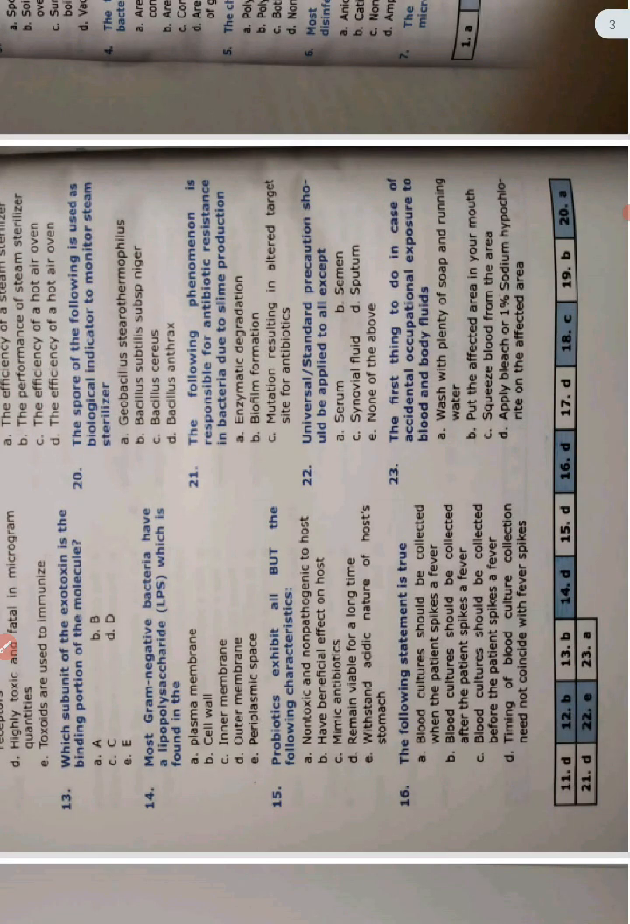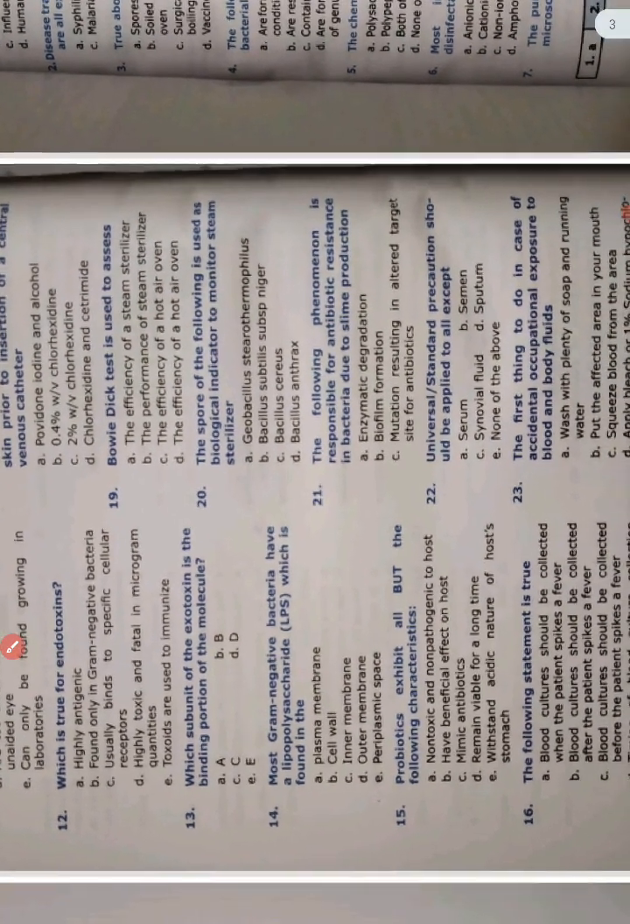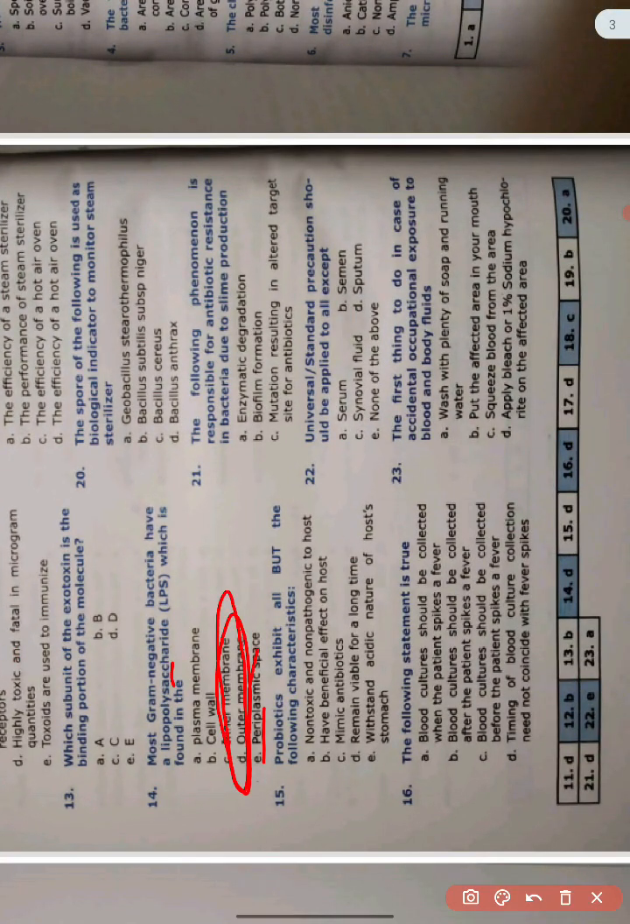Let's talk about the next question. Gram negative bacteria have a lipopolysaccharide, which is found in which membrane? It is found in the outer membrane. So the outer membrane has lipopolysaccharides, and lipopolysaccharides are responsible for endotoxins. That's why only gram negative bacteria can produce endotoxin, not gram positive, because of the outer membrane.